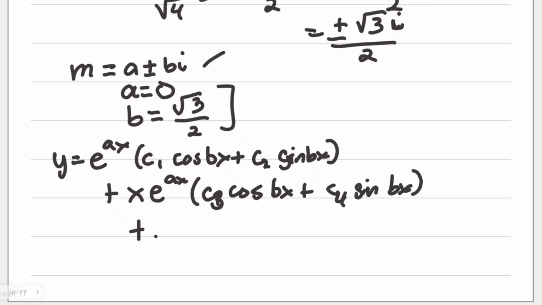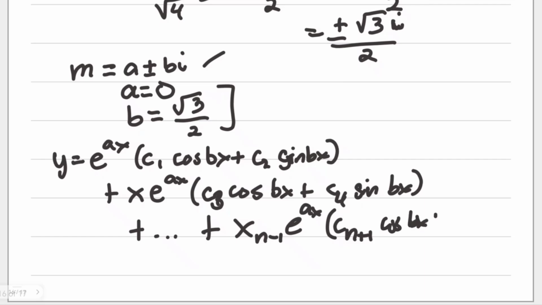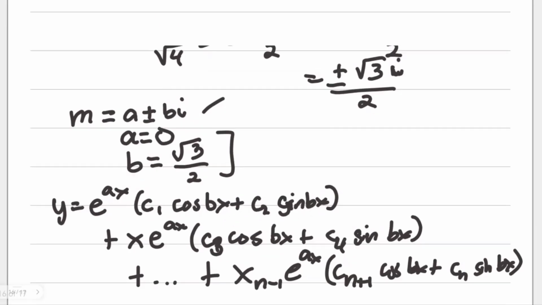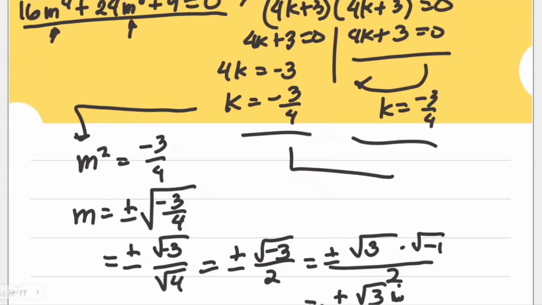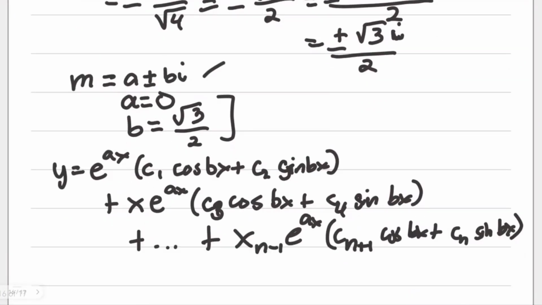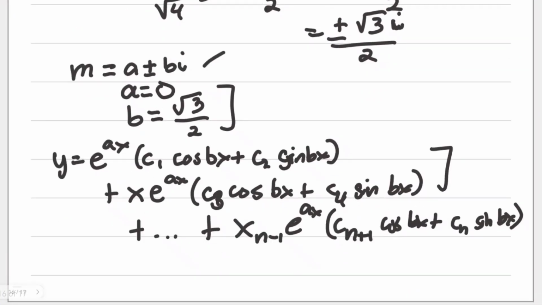Then plus dot dot dot until you reach x to the power of n minus 1, e to the power of ax, times c sub n plus 1 cosine of bx plus c sub n sine of bx. We're just looking at this general form. But since our repetition is only with multiplicity of 2, we'll just end up in this form. So our final solution is in this form.